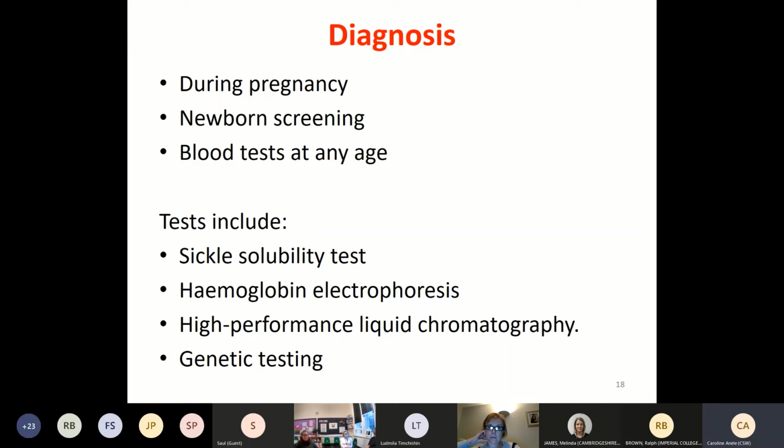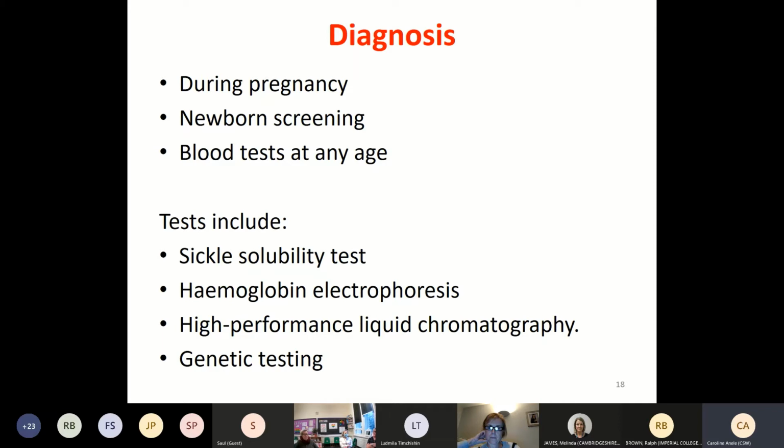Diagnosis. This condition can be diagnosed during pregnancy, and when a woman is pregnant, we usually would screen the woman to find out if she's got the gene for this condition. If she does, we'll invite her to bring the baby's father along for screening. If both of them are carriers, we'd ask if they would want to find out if the baby is affected during pregnancy, and then we refer them for this procedure, and they can make a choice from there.